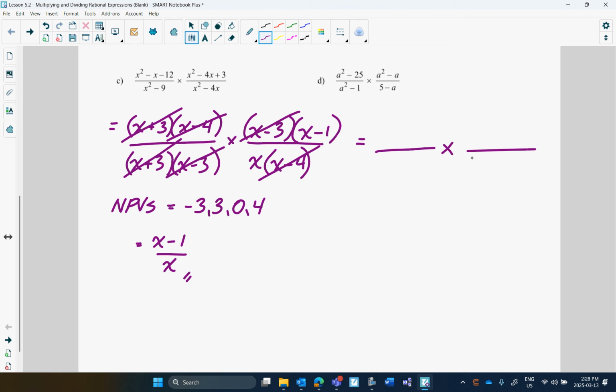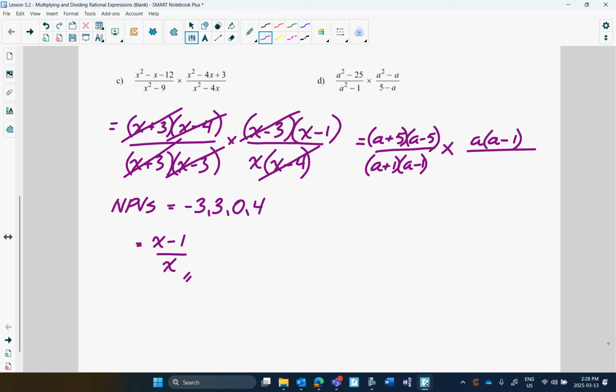Top left. A plus 5, a minus 5. Bottom left. It's another difference of squares, a plus 1, a minus 1. Top right. GCF, yeah.